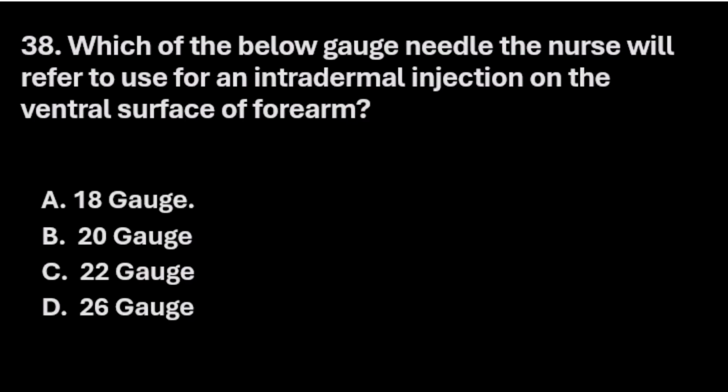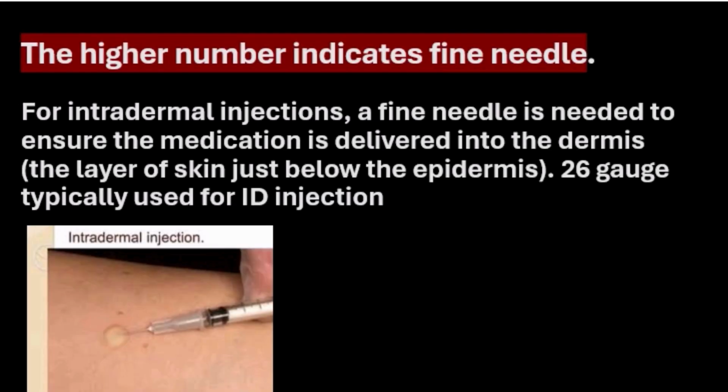Next question. Which of the below gauge needle will the nurse prefer to use for an intradermal injection on the ventral surface of forearm? Option A 18 gauge, option B 20 gauge, option C 22 gauge, and option D 26 gauge. The right answer is option D 26 gauge.